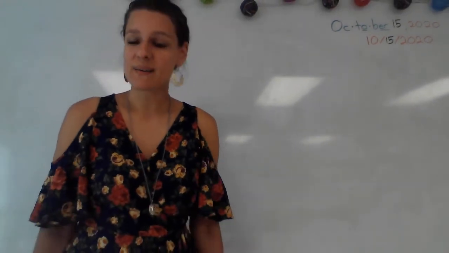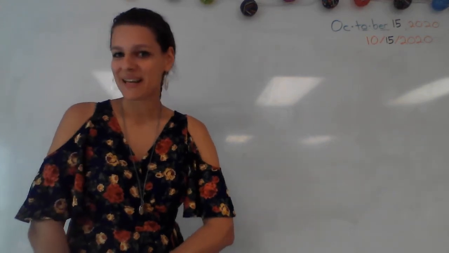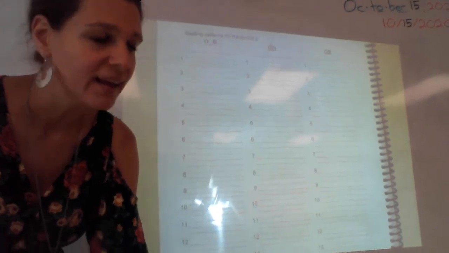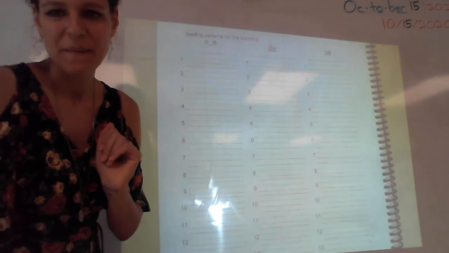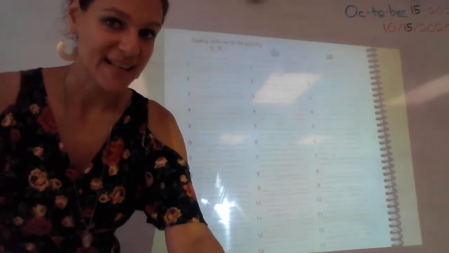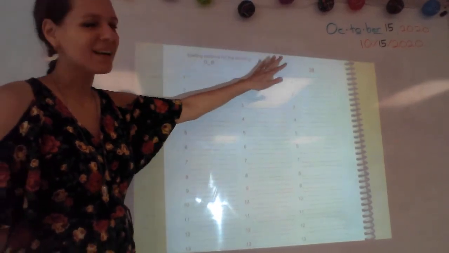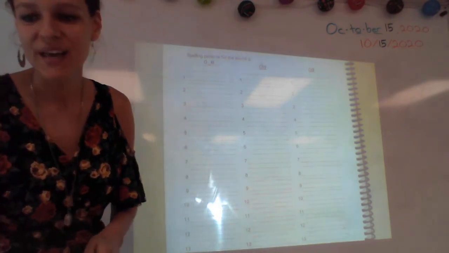All right, so we're going to go to the back of our notebook. Now we're going to go to pages 82 and 83. So when you get back to 82 and 83, give me a thumbs up. All right, let's see, what do we have on 82 and 83? There are spelling patterns for the sound O. We had a couple different words that had different O's in them today. So we're going to use these lovely pages back here that I like so much to organize those words.